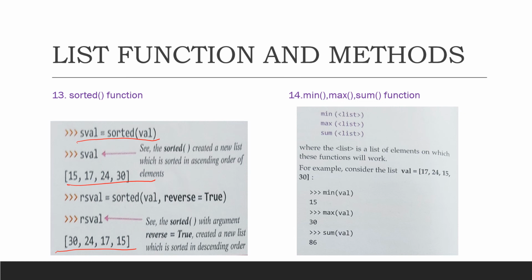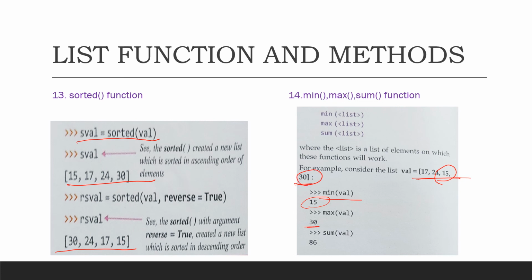Next are the minimum, maximum, and sum functions. For minimum, as you see in this example, you have a list which is 17, 24, 15, and 30. In this, the minimum, meaning the smallest value, is 15. So when you give this syntax as min VL, it gives 15. Whatever is the smallest digit in this list appears over here. And max is just the opposite, the biggest number in the list. That is 30, so that's how this output has come.